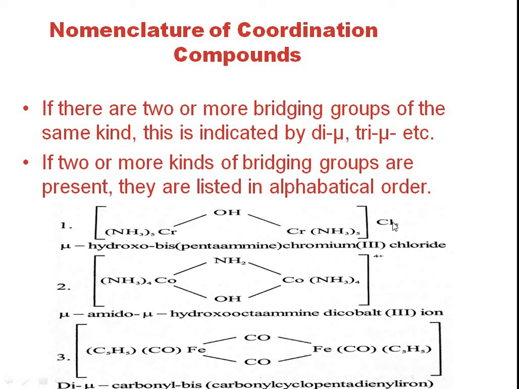the cationic part is named first. This part will be named first. It contains hydroxy as a bridge ligand. We will write mu hydroxy. Then we will write the remaining part. We will name the remaining part bis, because there are 5 ammine with chromium. On this side there are 5 ammine with chromium. We will write bis for these. Bis pentaammine chromium 3 chloride.